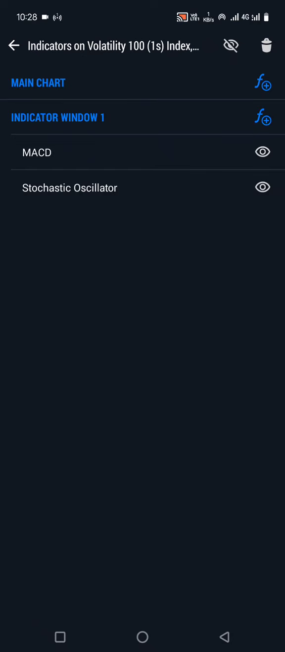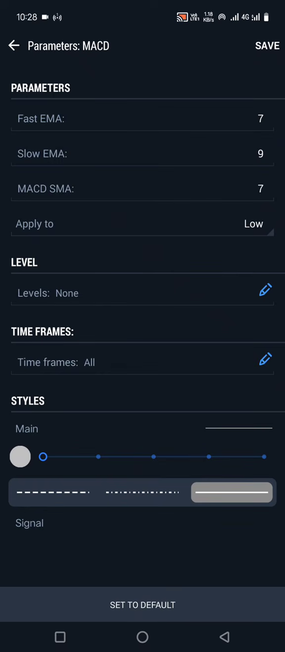First of all, go to the indicator section, as I already added. The first indicator is MACD. Hope you know how to add MACD. Here are a few settings. Take a screenshot and make sure to stick to the video and set up the strategy later after watching. The fast EMA we set up as 7 period, and the slow EMA inside the MACD we set up as 9 because it's a bit slower. It's going to calculate the previous data, and the MACD SMA you set up as 7 period. This is the main one. Apply to low, okay? And make sure to click save.